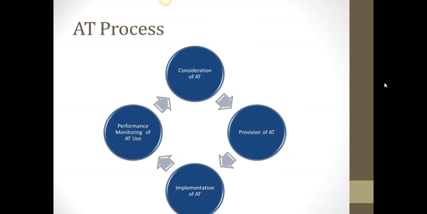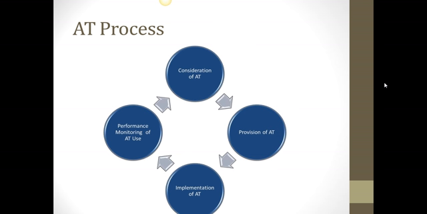Provision of assistive technology, this is the process, this becomes the funding process. How do we actually get the assistive technology that the student needs into the student's hands? Implementation of assistive technology, in other words, what are those supports that need to be in place in order to successfully implement the assistive technology? Things like training, things like ensuring that we have a plan.